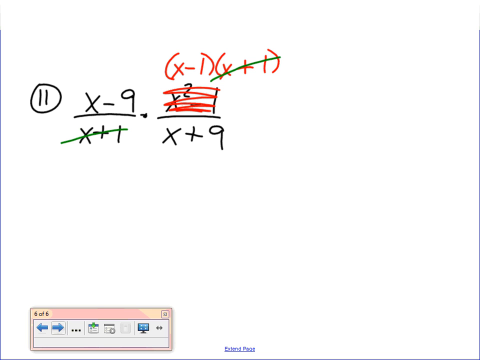Anything else cancel out? No. X minus 9, x plus 9. Can I cancel those out? No. They're different from each other. One's minus, the other's plus. All right, so what do I have left in my numerator?